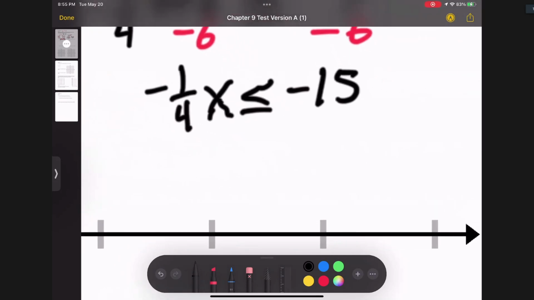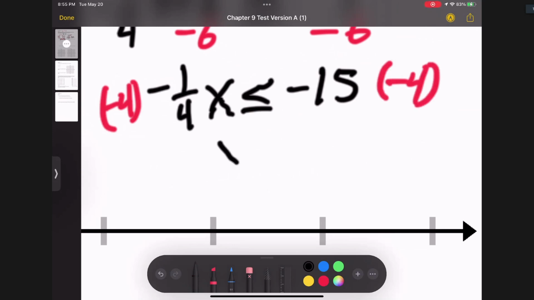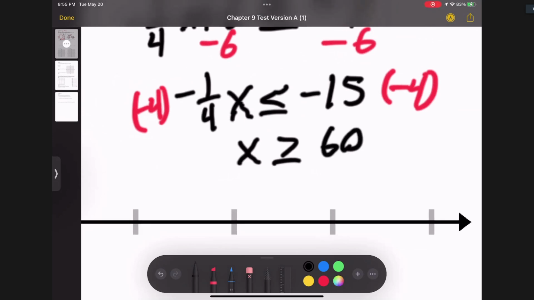Let's go over here. Same idea, same operations. Multiply by negative 4 on both sides. We will get x is greater than or equal to positive 60.